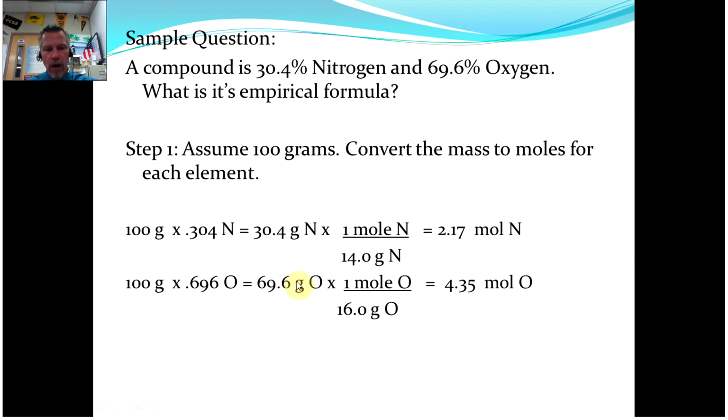We want to convert grams into moles, so we multiply by 1 mole of oxygen is 16 grams, and you get 4.35 moles of oxygen. So this would be the molar makeup, if you will, of our 100-gram hypothetical sample of this compound. 2.17 moles of nitrogen, 4.35 moles of oxygen.